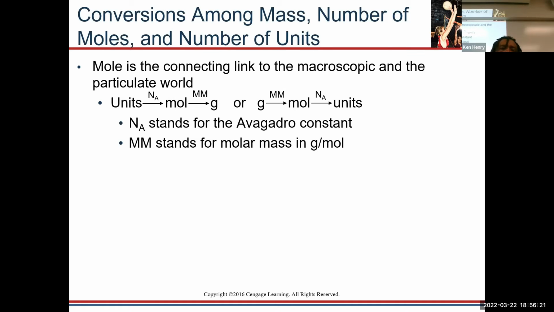Okay, so if we look at this, if we're given units, let's say molecules or atoms, we want to convert to moles. You're going to use Avogadro's number to go from those units to moles. And then from moles, you're going to use the molar mass to go to grams. Are you guys with me so far?